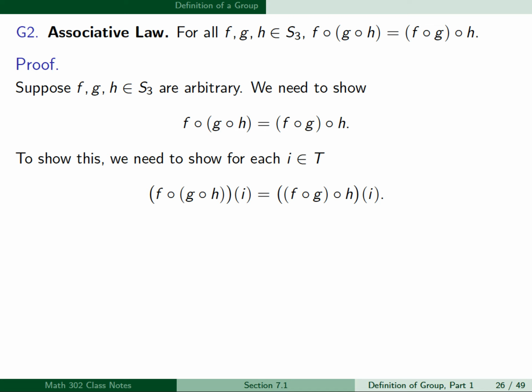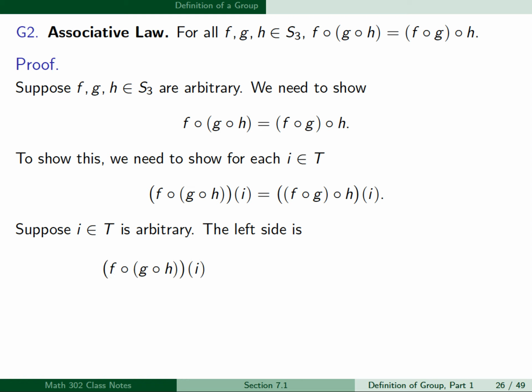The way we prove that two functions are equal is we show that when we apply them to each element in the domain, we obtain the same result. So let's suppose that I is arbitrary. Then the left side will be F composed with the quantity G composed with H of I. And then inside the parentheses, G composed with H of I will be G of H of I. So the result will be F of G of H of I.